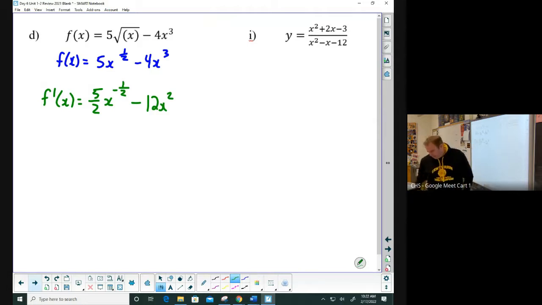I'm a little nervous about this one fitting on the page. Yeah, so I think I'm going to go and do I on the next page.